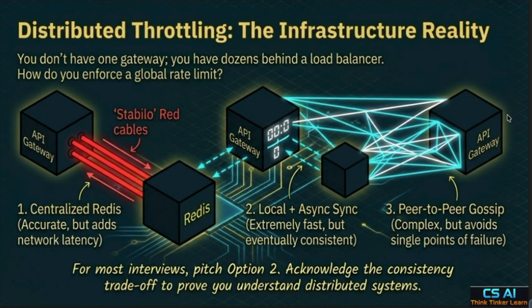In the real world, you don't have one gateway. You have dozens behind a load balancer. How do you enforce a global rate limit? You have three options. Number one, centralized Redis, which is accurate but adds network latency. Number two, local plus async, which is extremely fast but only eventually consistent. Number three is peer-to-peer gossip, which is complex but avoids a single point of failure. For most interviews, pitch option 2. Acknowledge the consistency trade-off to prove you understand distributed systems.